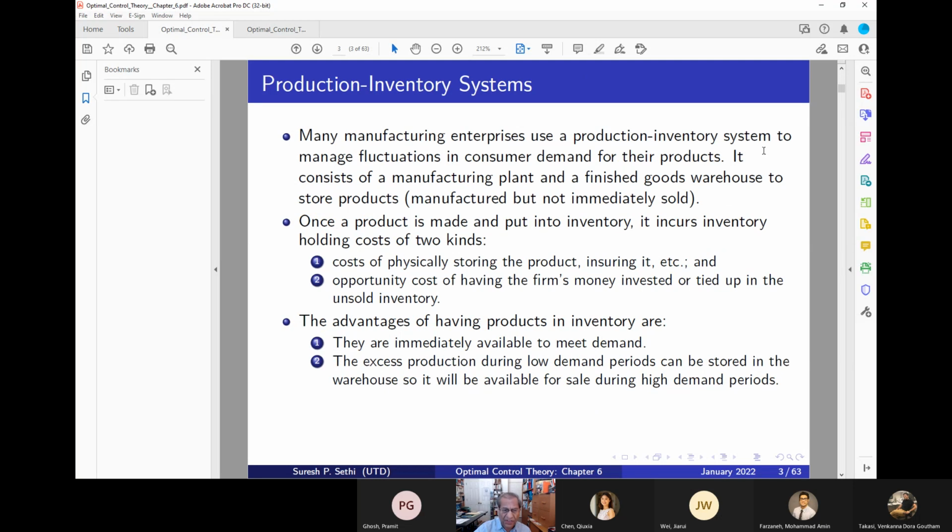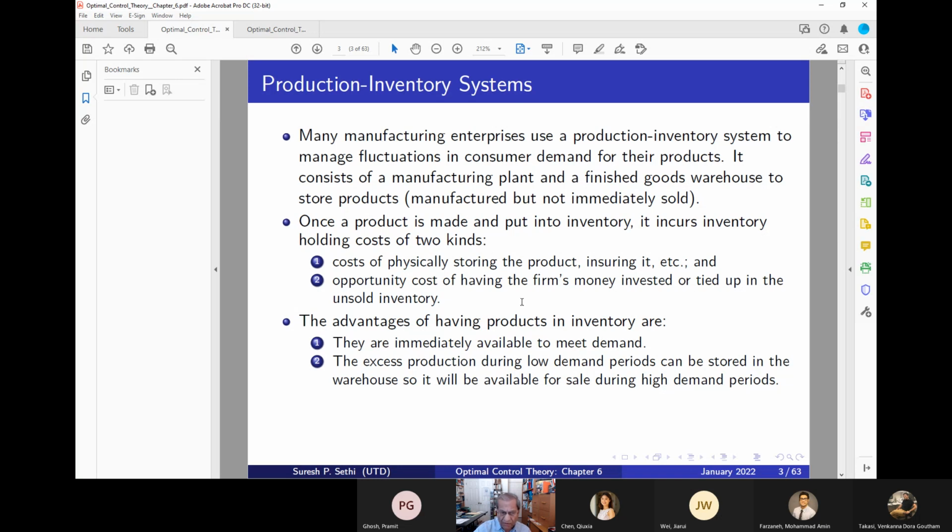So the production inventory system is to manage fluctuations in consumer demand for the product. It consists of manufacturing plants and finished goods stored products. Once a product is made and put into inventory, it incurs inventory holding costs of two kinds. One is the cost of physically storing the product, insuring it, etc., as a holding cost. And the other one is the opportunity cost of having the firm's money tied up, capital tied up in inventory.